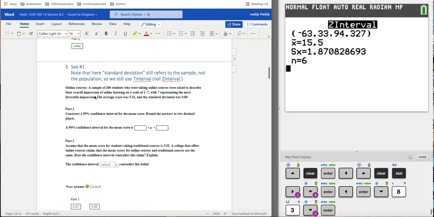So it says here the average score was 5.41 and the standard deviation was 0.89. It's still referring to that as being the standard deviation of this sample. And in the other ones, just encourage them to go back and look at how the wording is different in 8.1 versus 8.2.